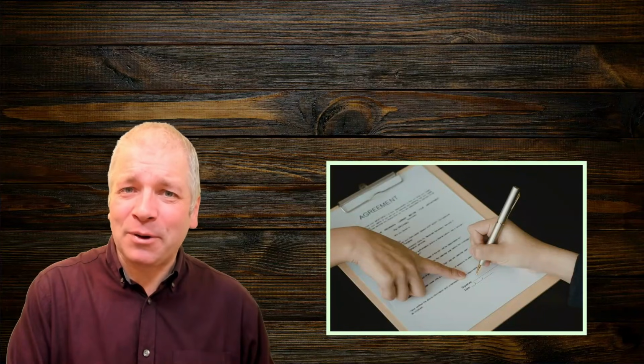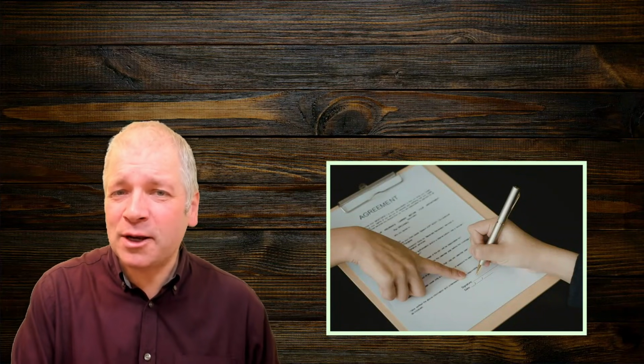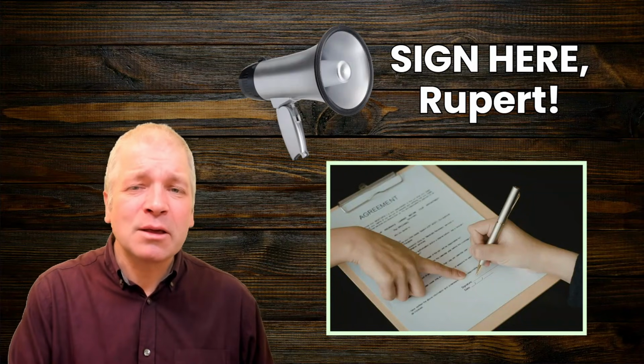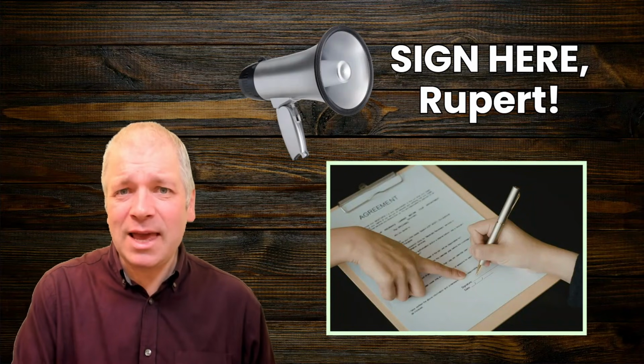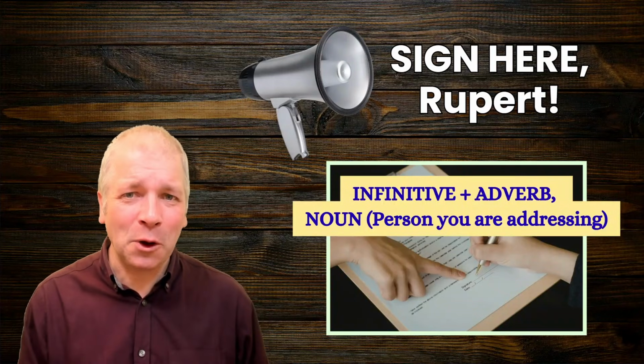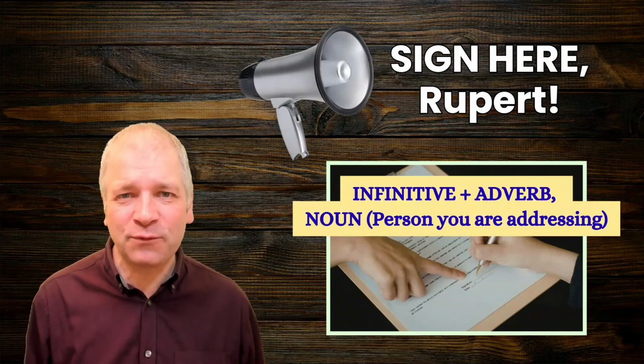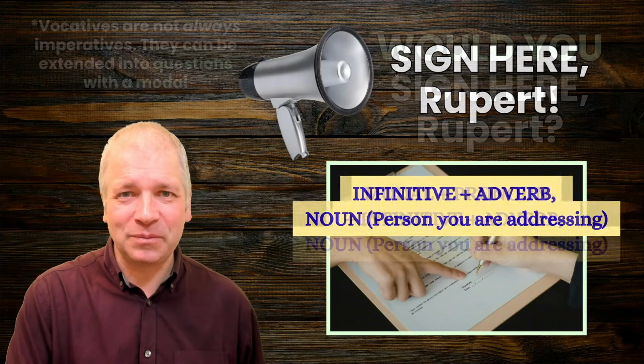Similarly, what happens when you need to sign a form? You ask someone, where do I sign? And they might reply saying, sign here, Rupert. And here is an example of an adverb. So this shows the variety of language that you can use after the infinitive in a vocative.